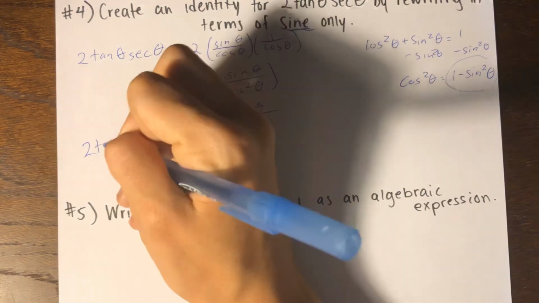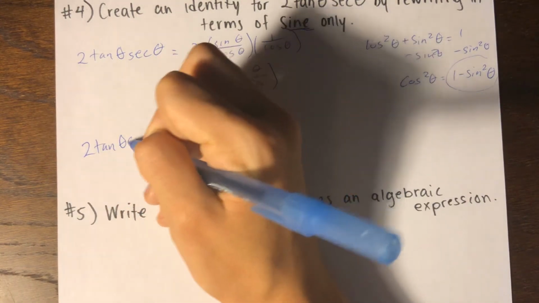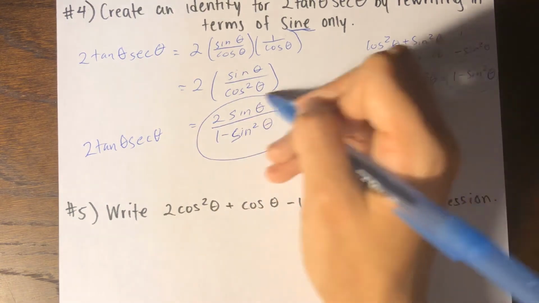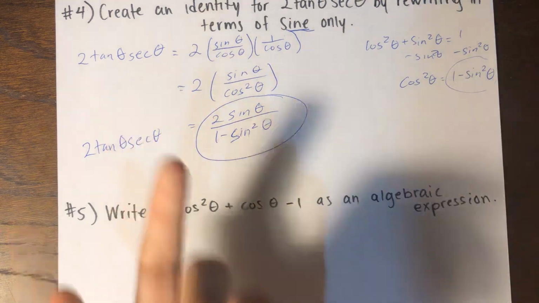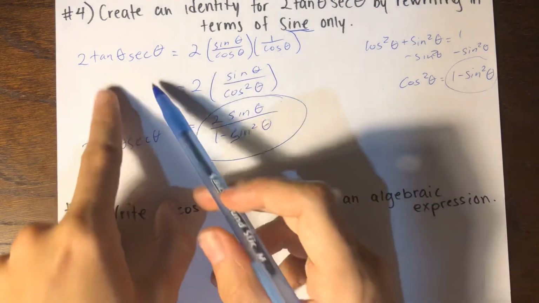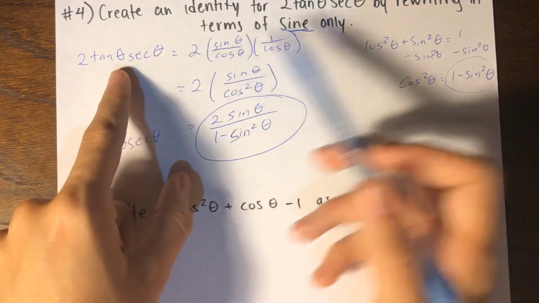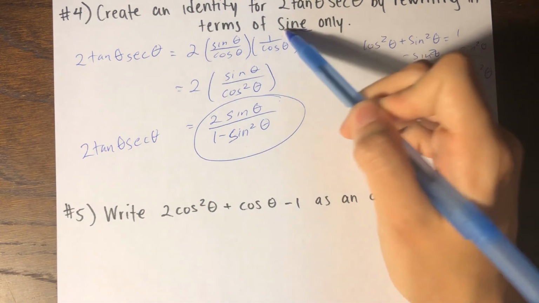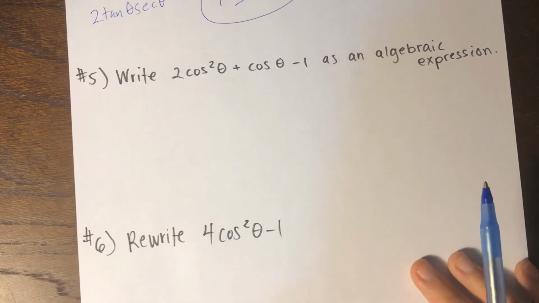So another way to write 2 tan times secant would be this right here, in terms of sine only. You can manipulate different types of identities and create new ones over and over again, but we just had to do sine here. Okay, these are easy now.